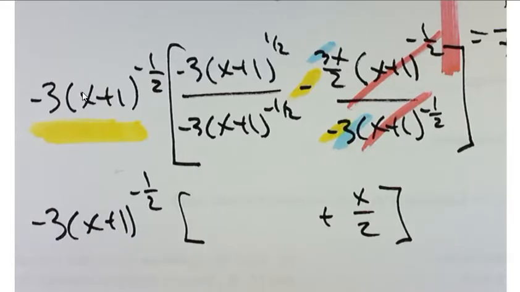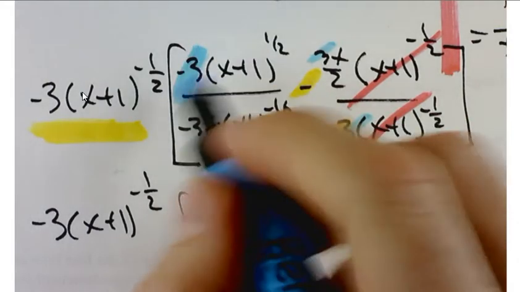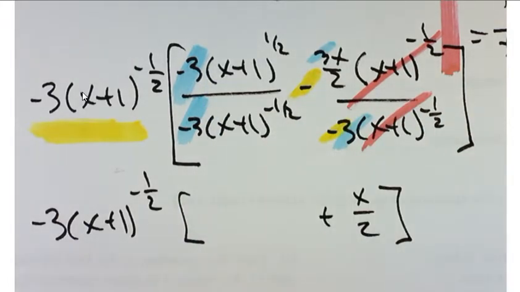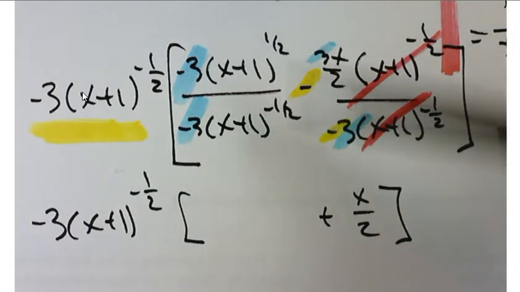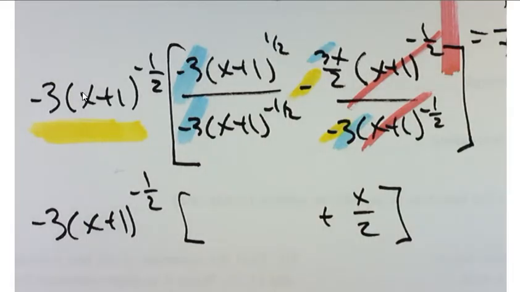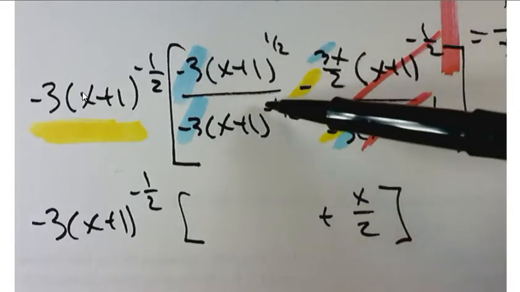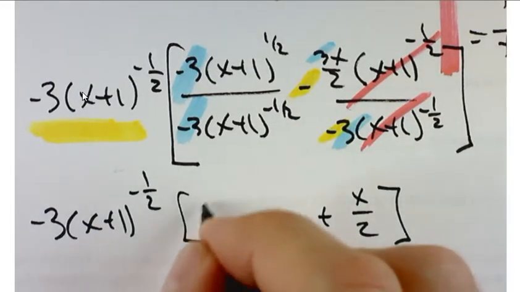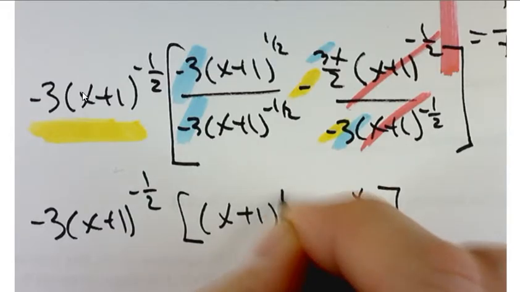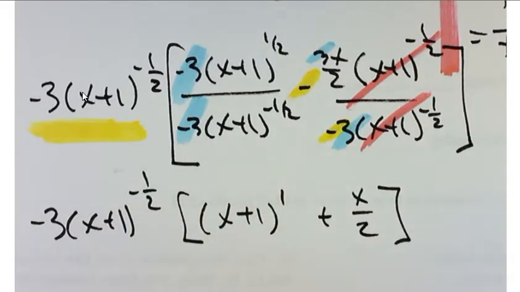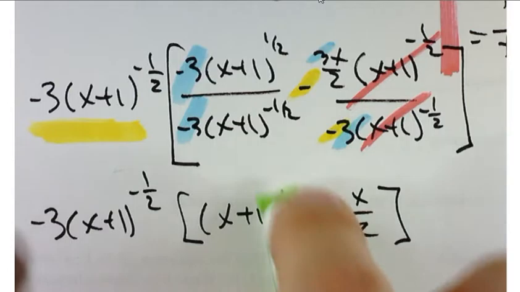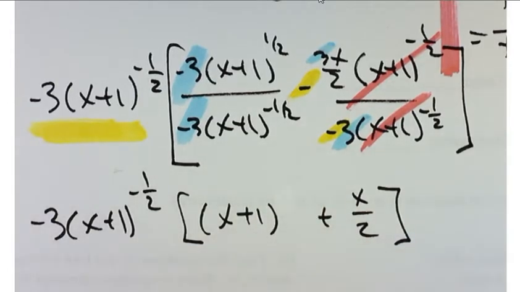How about over here? Minus 3's cancels. But this offers another nice opportunity here. When you divide things with the same base, what happens with their exponents? You subtract. Now let's think carefully. What's 1/2 minus negative 1/2? 1. So this is x plus 1 to the first power. I don't even need to write the first power. In fact, it's gone. There you go. Beautiful. So x plus 1.